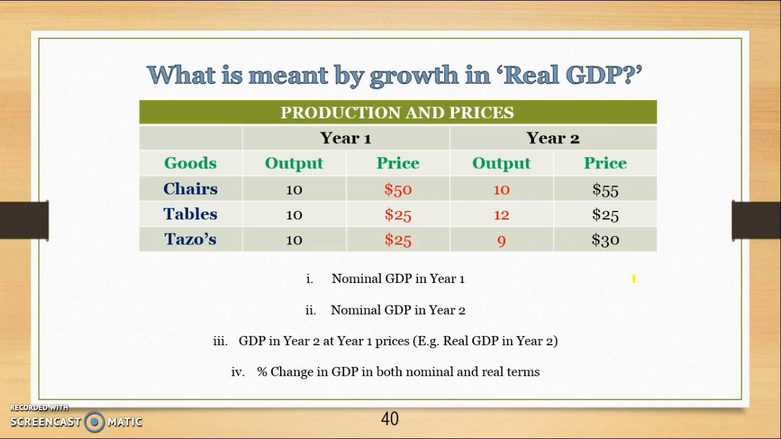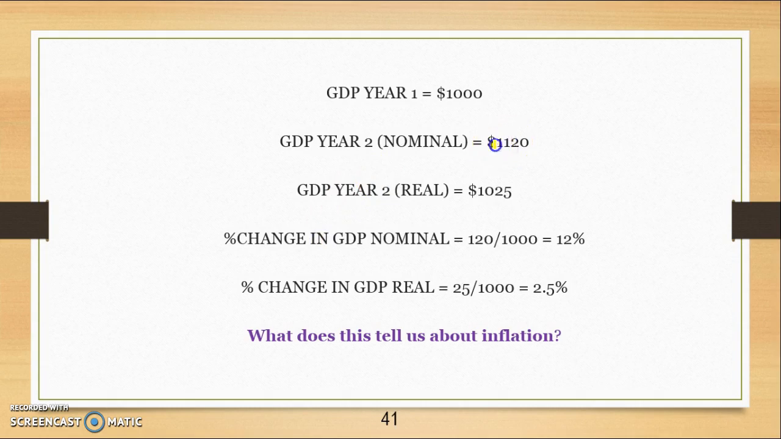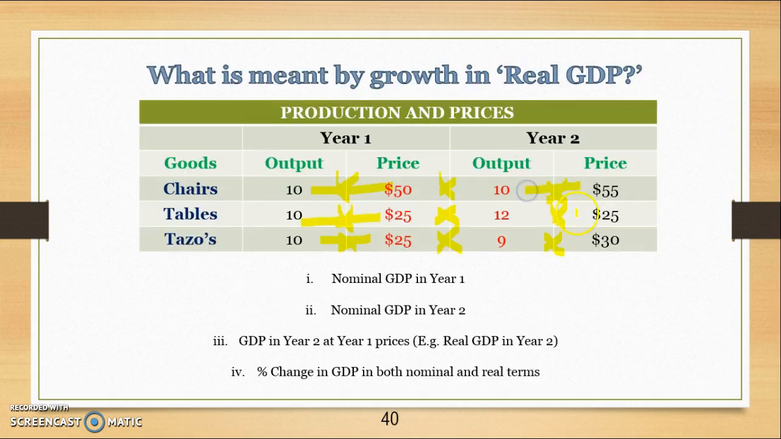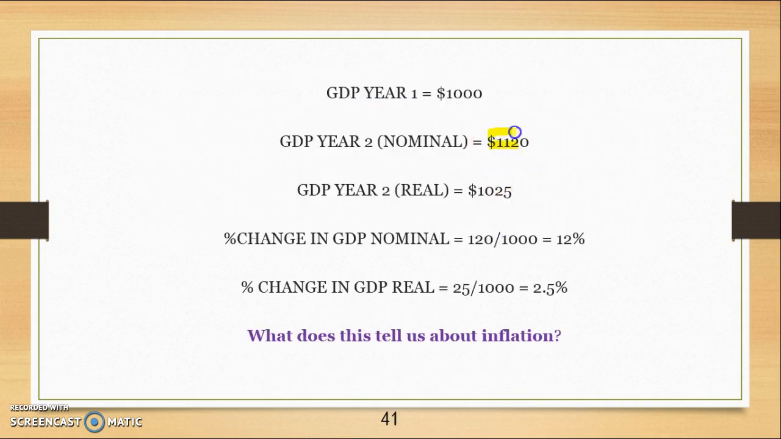So if we look at another example, if we're calculating nominal GDP in year 1, you just add up those 3 things, and nominal GDP in year 2 will be adding up these 3 things. So it'd be 500 plus 250 plus 250. If we want to calculate real GDP, we will do the output in year 2, but times it by the price in year 1. So if we look at this, our GDP in year 1 will be 1,000 because it's 500 plus 250 plus 250. Our nominal GDP in year 2 would be 10 times 55, which is 550, plus 12 times 25, plus 9 times 30, which gives you a figure of 1,120.